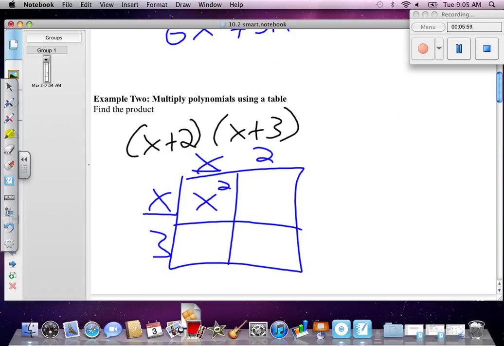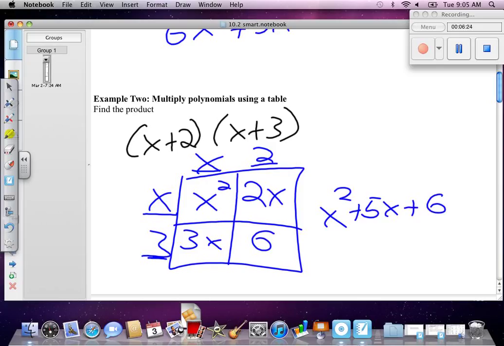Then I've got an x times a 2, which gives me 2x. Then I've got an x times a 3, which gives me 3x. And then I've got 3 times 2, which gives me 6. Do I see any terms that are alike? 2x and 3x, which when we add them together we get 5x. We get x squared plus 5x plus 6. We're done.